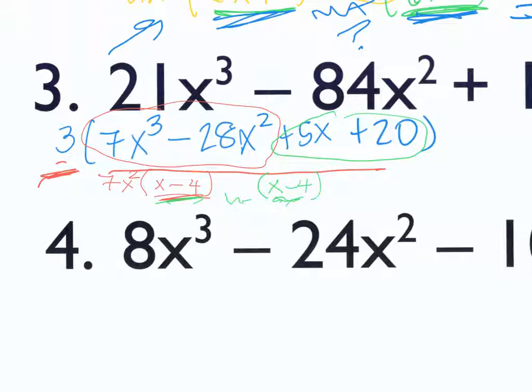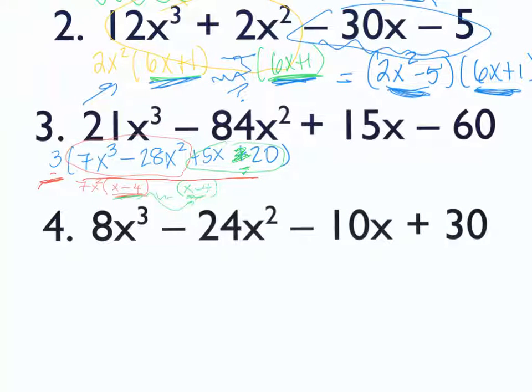Okay, so again, pretend you don't see the 3. For the left pair in red, you factor out 7x squared, you're left with x minus 4. You copy and paste the x minus 4 over to the right, and then you work backwards to figure out what's in front. So, for 5x plus 20, what times x is 5x? What times negative 4 is 20?